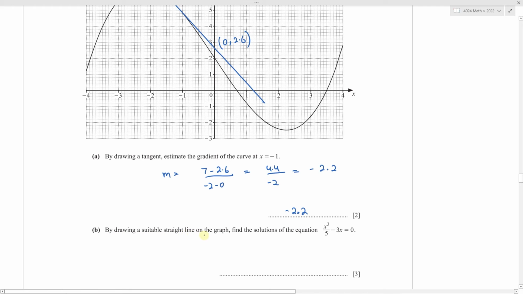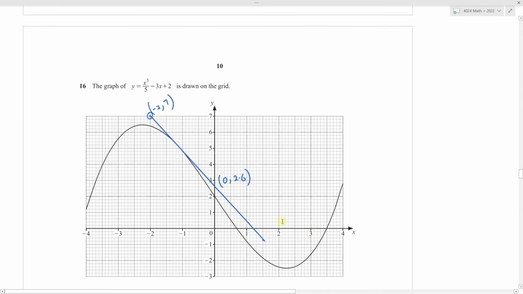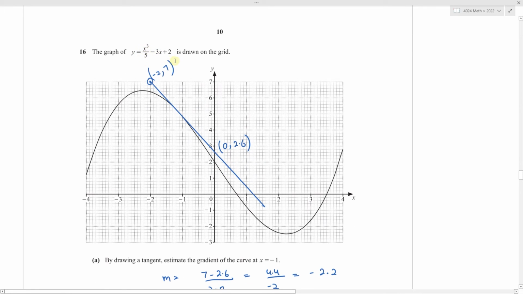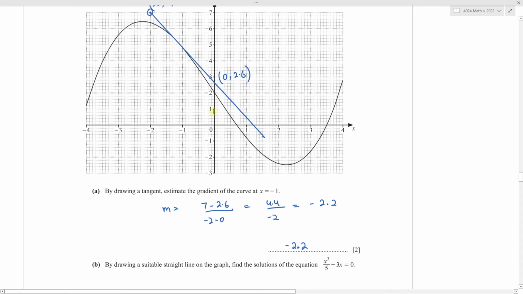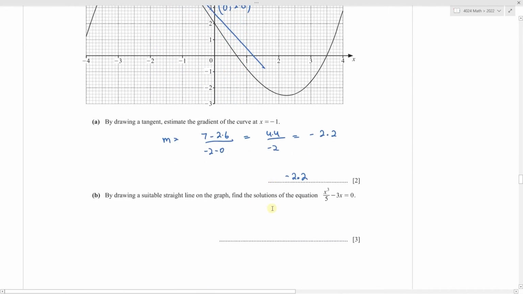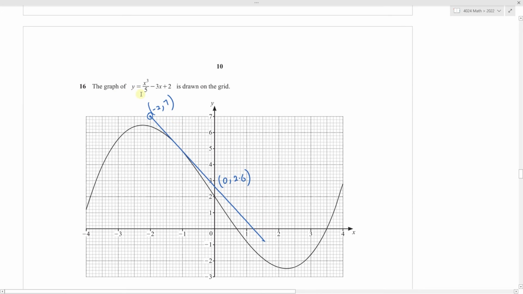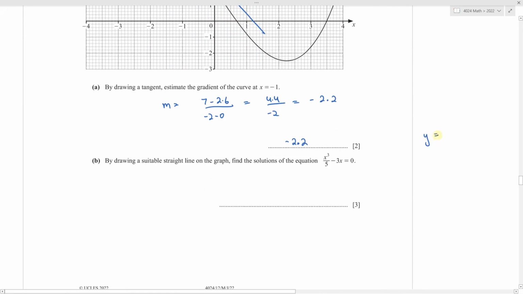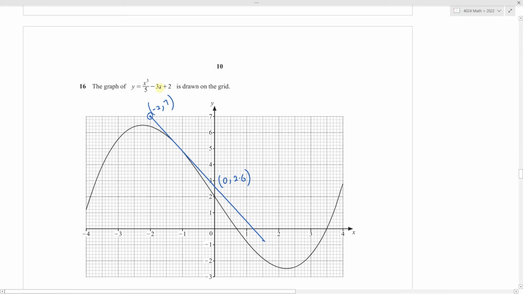By drawing a suitable straight line on the graph, find the solutions of the equation x cubed over 5 minus 3x equals 0. If you look at this equation, it looks pretty similar to this one. So I'll try to make one side of the equation exactly the same so that I can use my curve that is already given. You're given y equals x cubed over 5 minus 3x plus 2 in the question, and you're given the graph as well.